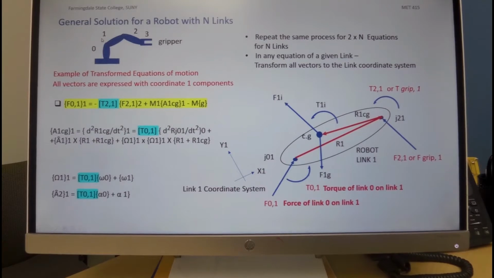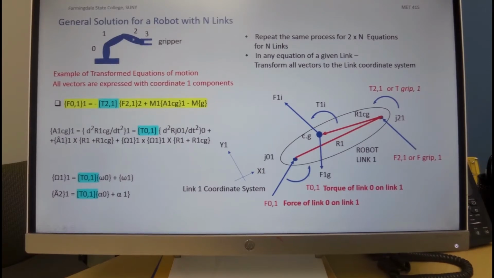Now, this was for one link. The general solution for a robot with n links will be n times 2 sets of equations, one linear and one rotary for each link. So what we have to do is to just keep on going through the chain from the gripper to the first link, find the reactions, then knowing this reaction, go to the second link, find the reaction, and then go to the base and find the reaction.